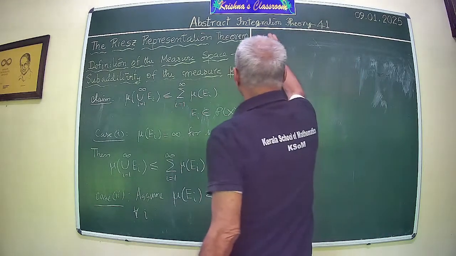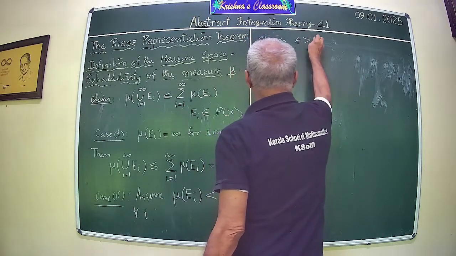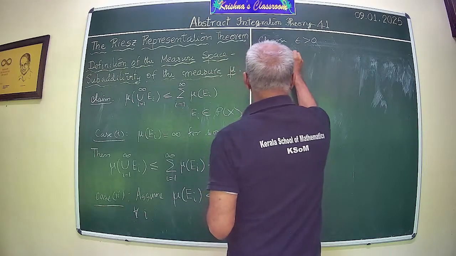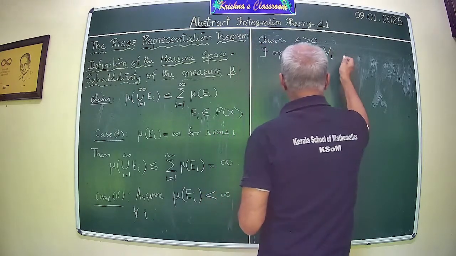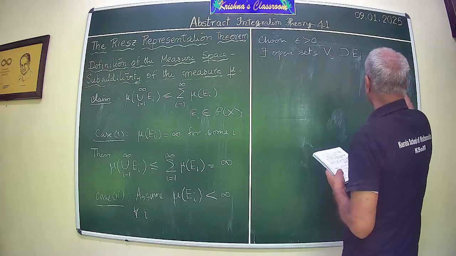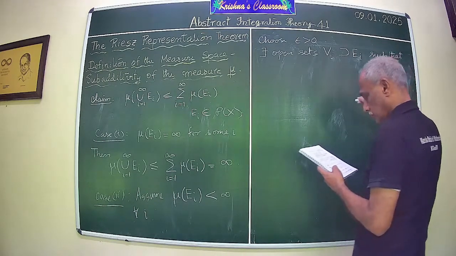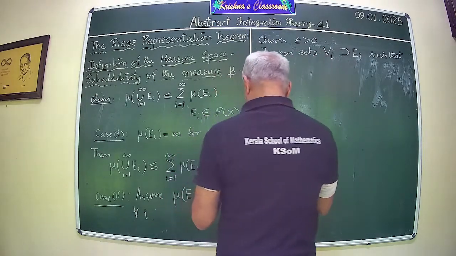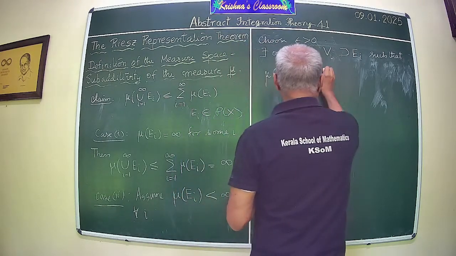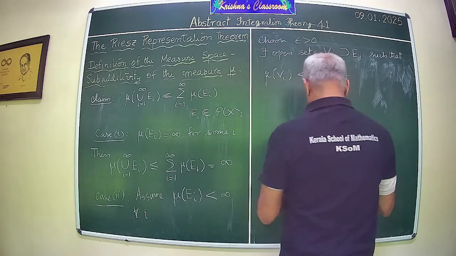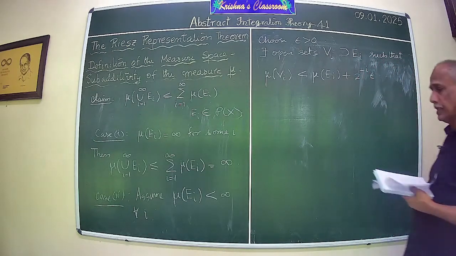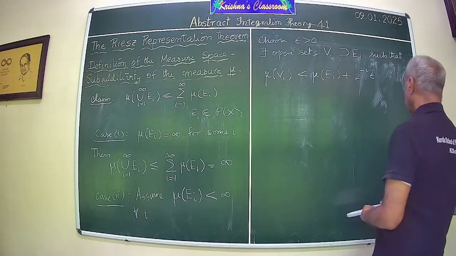Now we choose an epsilon positive, arbitrarily chosen. There exist open sets Vi containing Ei such that mu Vi is less than mu Ei plus 2 to the power minus i epsilon. So 2 to the power minus i epsilon is positive. Therefore, what you have is this.